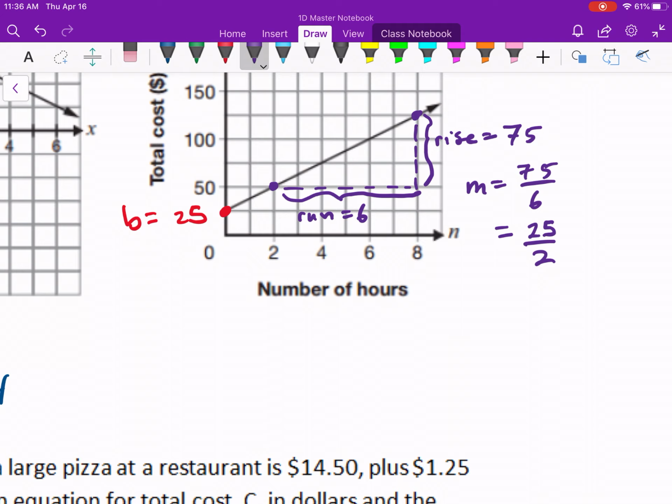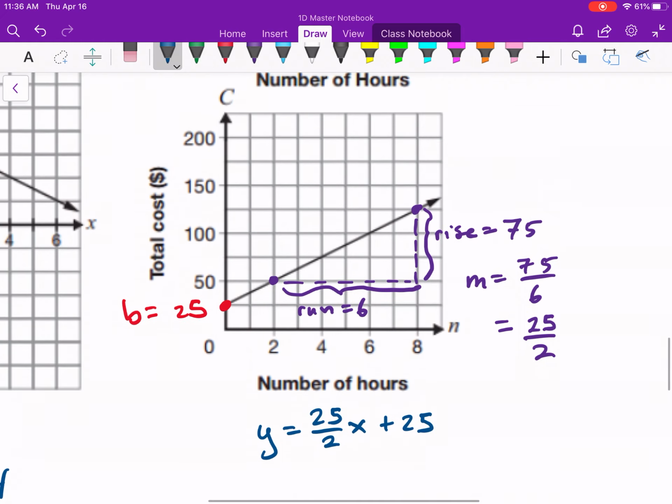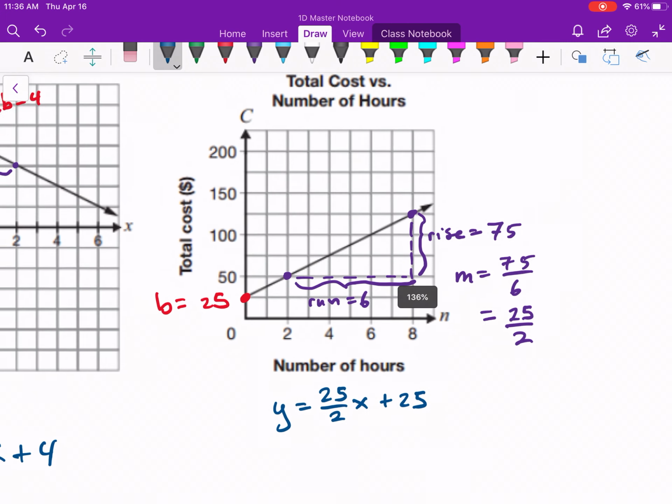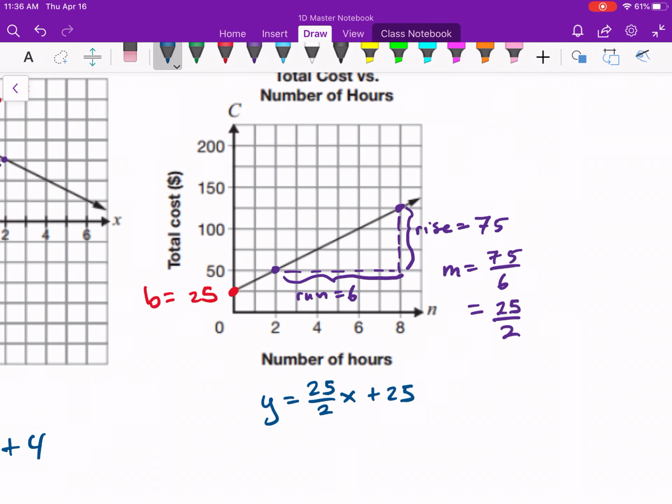And no matter what points I picked, it would always reduce to the same slope. So that's the good thing about slope, it doesn't matter what points you pick as long as you remember to reduce. So my equation is y equals 25 over 2 x plus 25, and that's our general form, y equals mx plus b, but we are allowed to use other variables. In this case, the variables given were n and c to correspond with number of hours and cost.